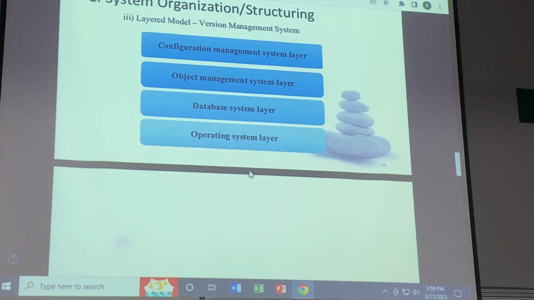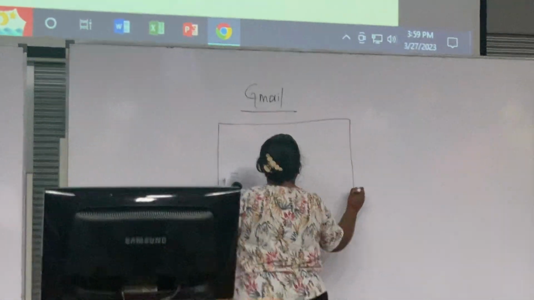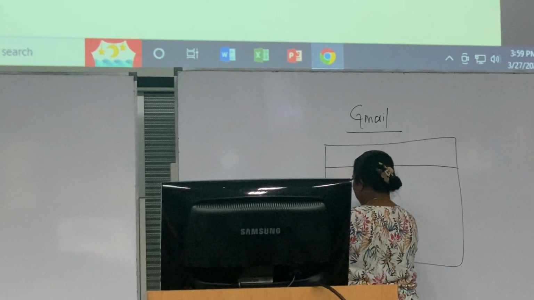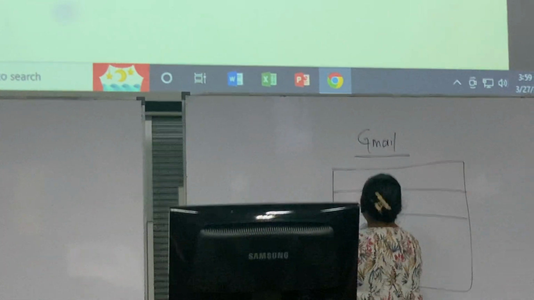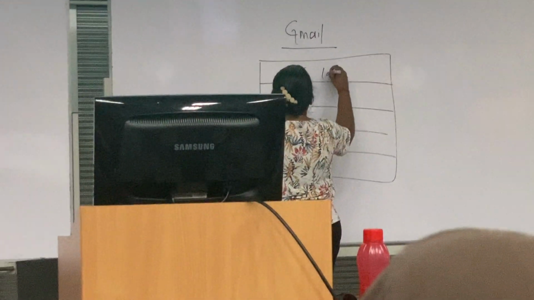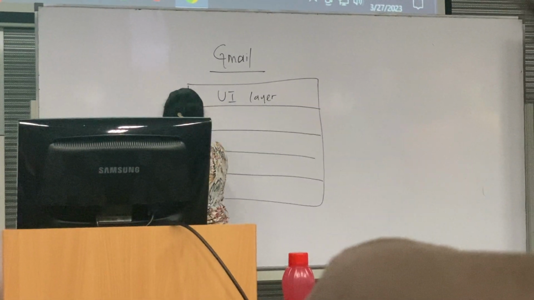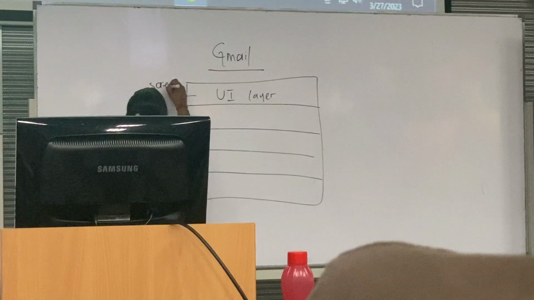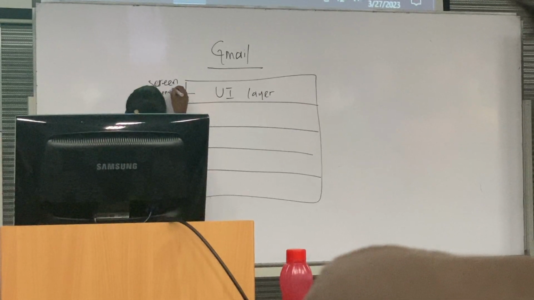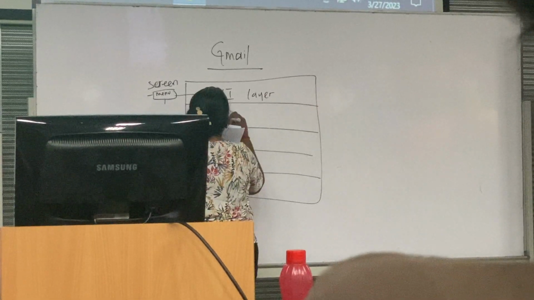Okay, so this is the Gmail. How many layers and what are the layers? We have 5 layers. The first one is the UI layer, the user interface layer, which displays the screen. Through the screen, we can have all the functions. We can see all the menus, all those stuff. So the UI layer, and then the next one is the functional layer.